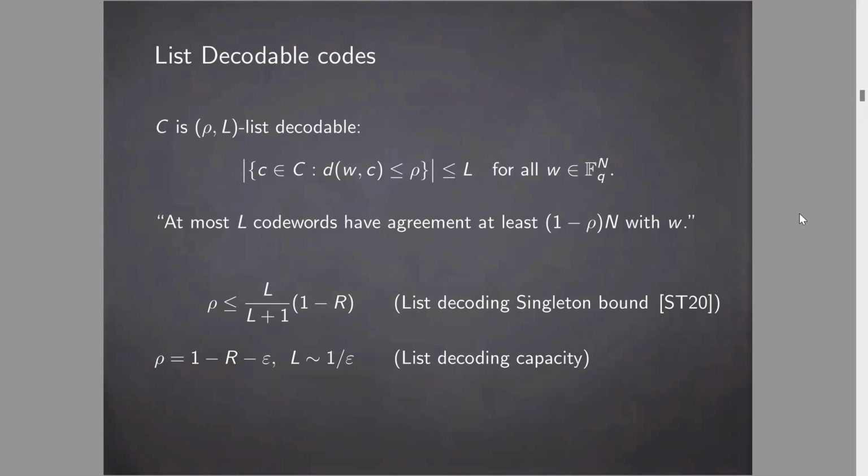So if we allow the output list size L to be something like 1 by epsilon, we can have the error fraction rho to be something like 1 minus R minus epsilon. That is epsilon close to the actual singleton bound 1 minus R. The question now is, are there codes which actually give us this kind of performance? And we will be interested in linear codes wherein the encoding map is defined using polynomials.